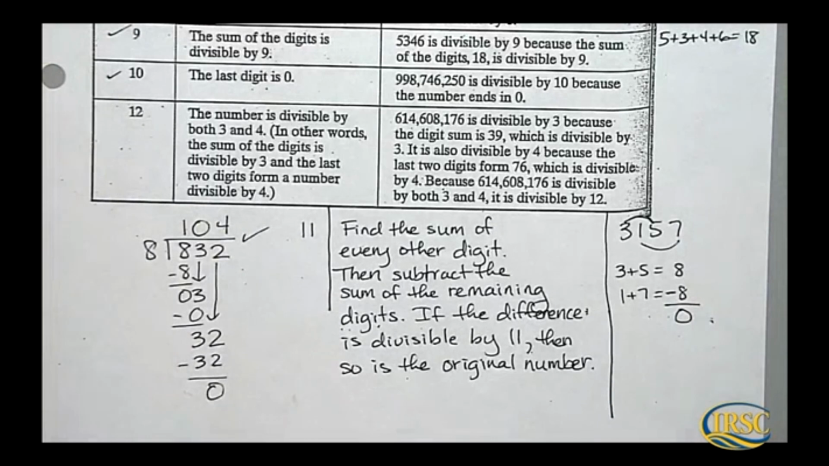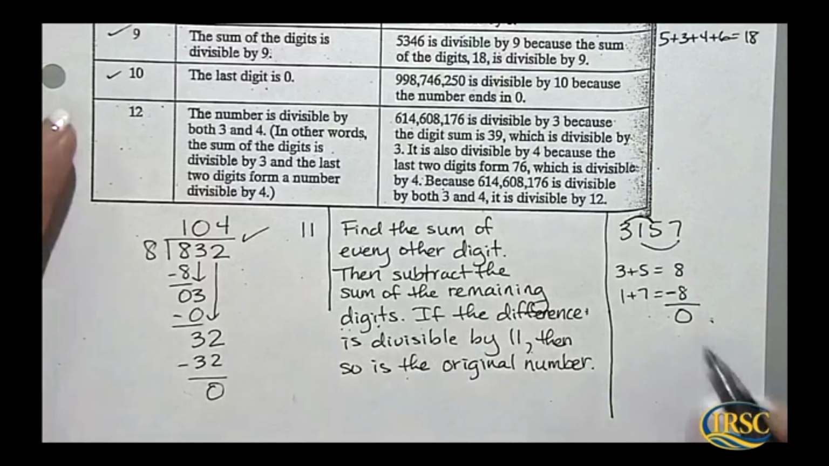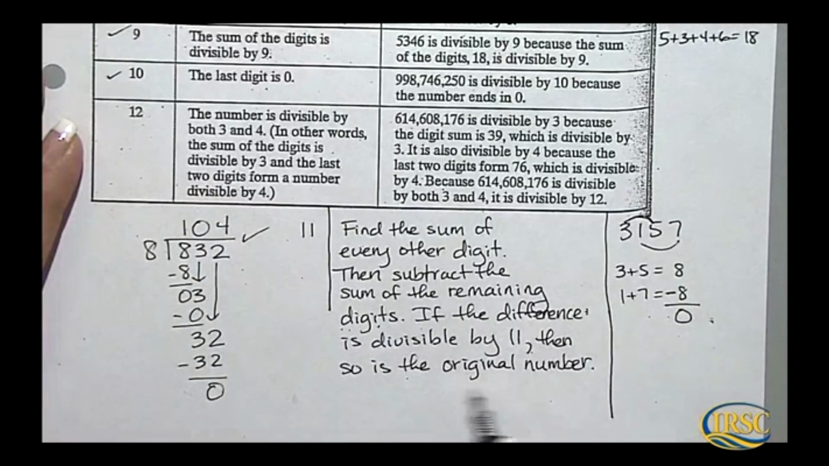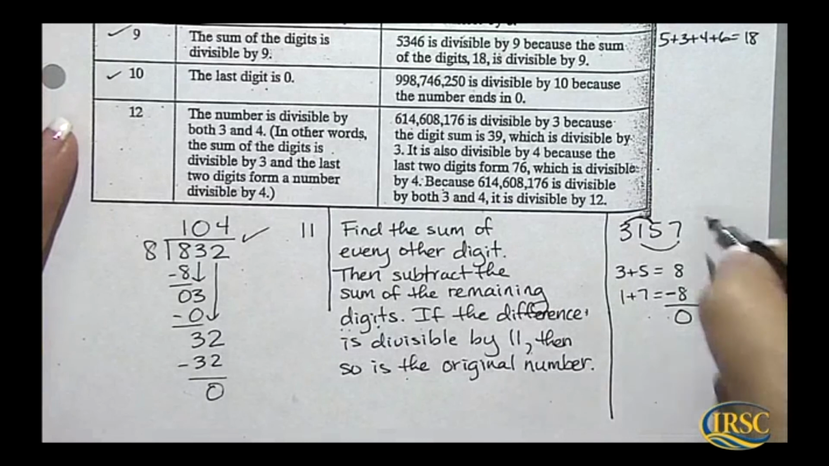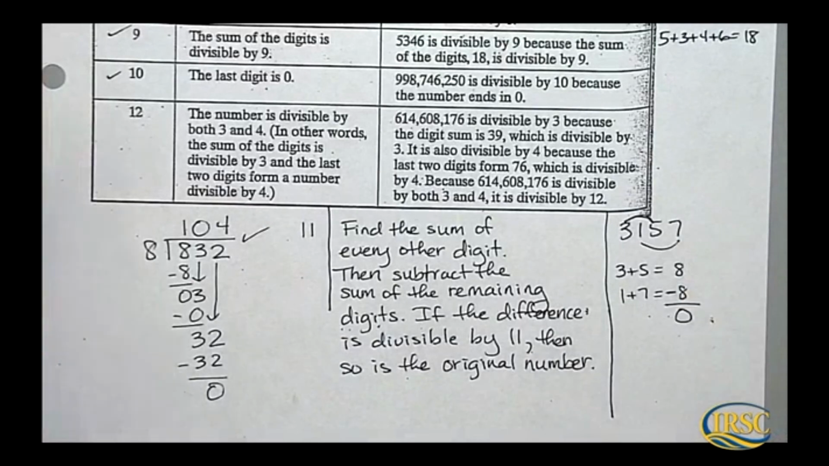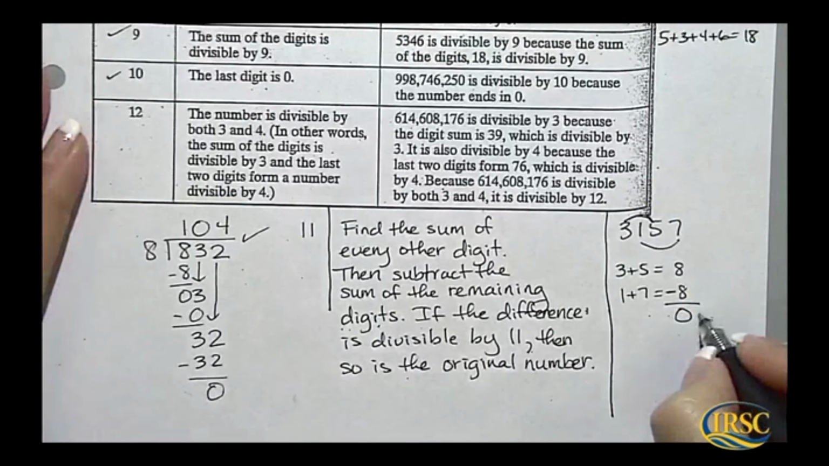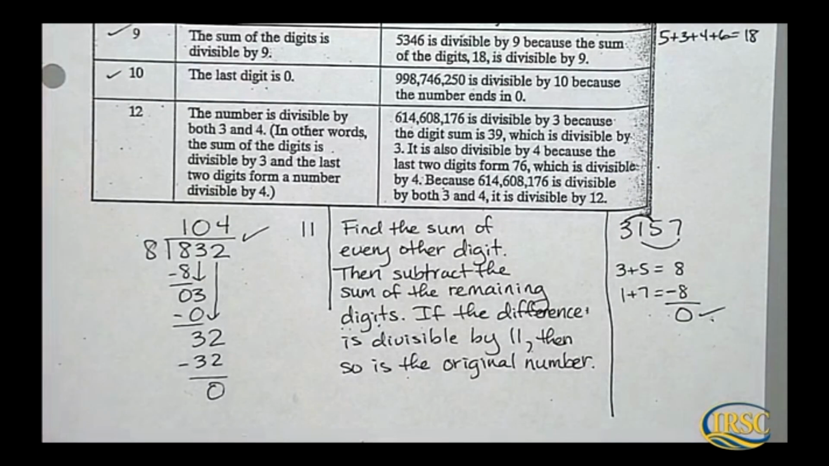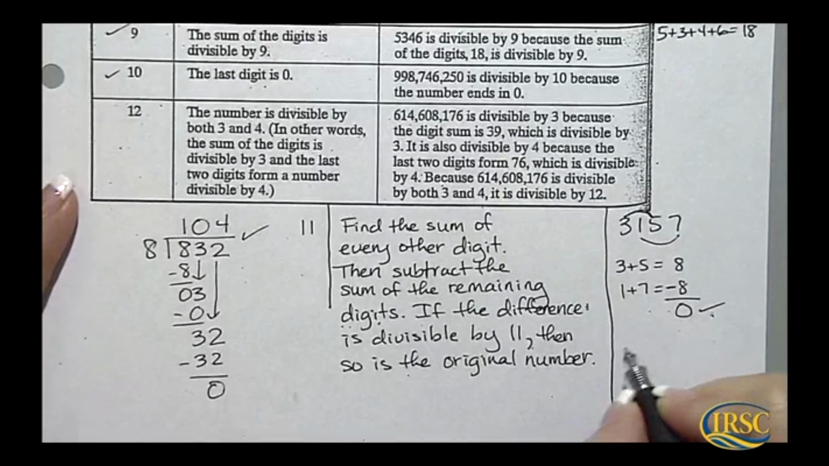And 0 is divisible by every number. Okay? So 0 divided by 11 is still 0. So if you end up with a 0, then therefore this is divisible by 11. Let me show you a 5-digit number.